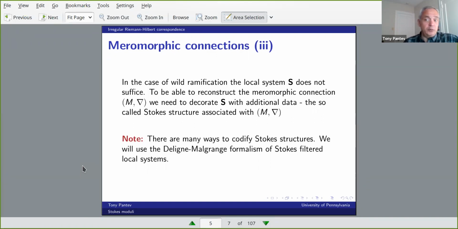So a better picture, which is the one we're going to work with, is due to Deligne and Malgrange. And rather than doing matrices and choosing special frames, you use filtrations. So there is a formalism for encoding Stokes data, Stokes structures of Deligne and Malgrange, which puts a filtration on this local system S on the circle. So let me quickly review that.